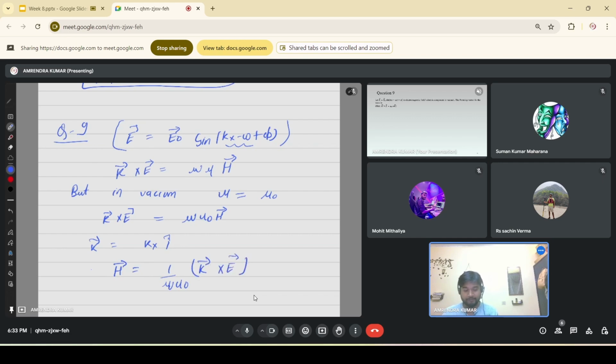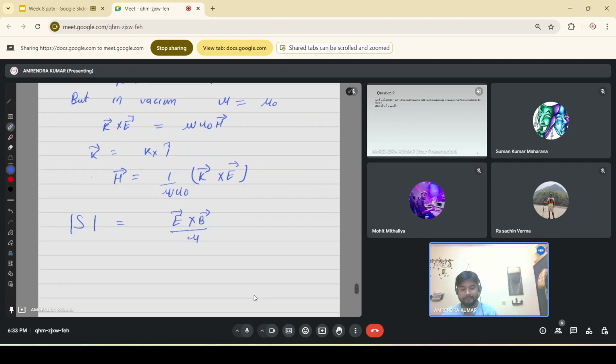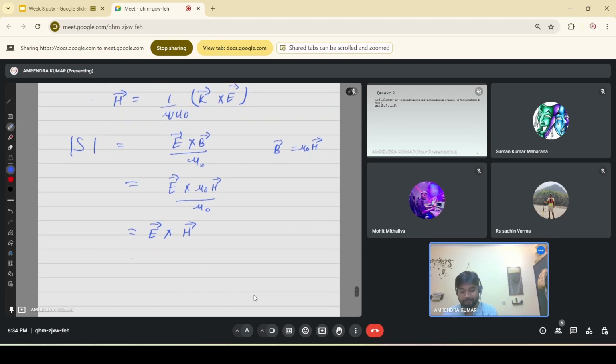Now the Poynting vector is given as E cross B over mu, but we know that in vacuum B is equal to mu naught H, so we can write this. It will also be mu naught because it's in vacuum, so we can modify the equation. So E cross B over mu naught will be mu naught H upon mu naught, so it will be E cross H, and we know that the Poynting vector is like this.